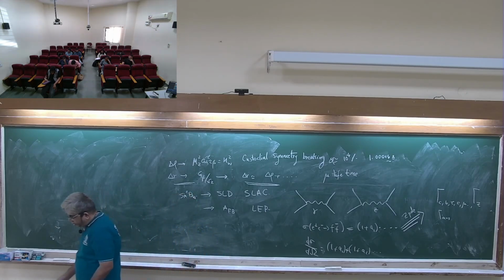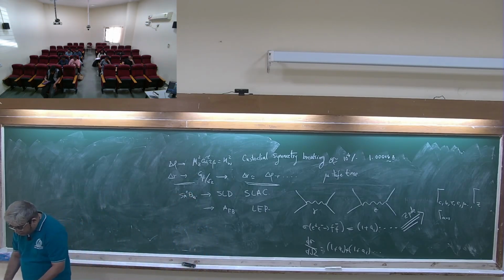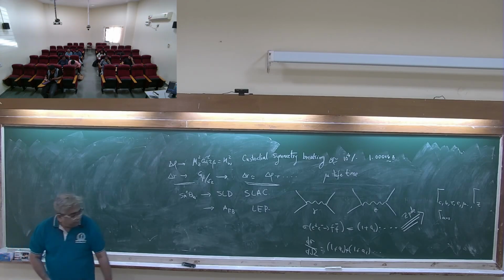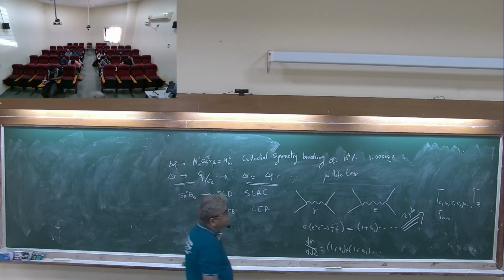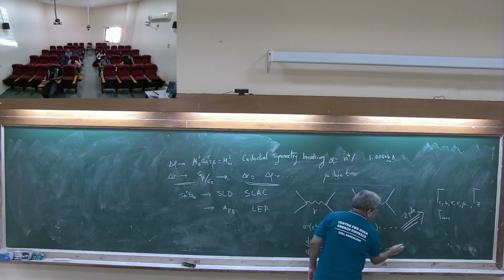Okay, so these are the observables at LEP. And from the differential distributions, we can get the Z pole.